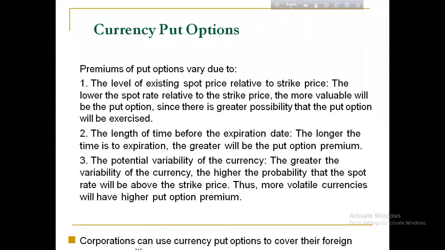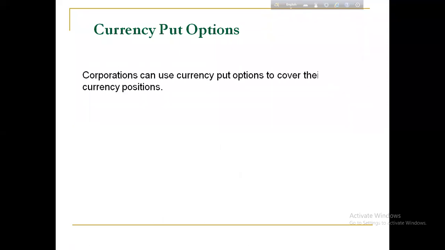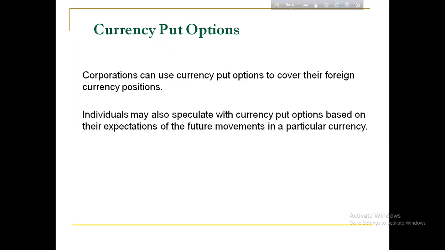And number three is the potential variability of the currency. The greater the variability of the currency, the higher the probability that the spot rate will be below the strike price. So more volatile currencies will have higher put option premiums. So corporations can use currency put options to cover their foreign currency positions. Individuals may also speculate with currency put options based on their expectations of the future movements in a particular currency.